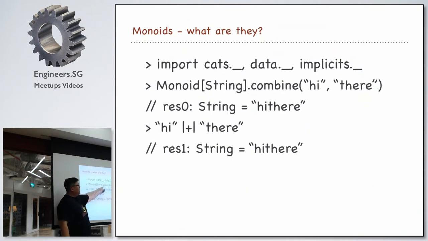Now, how this thing works in cats is that it actually lifts the implicit value that implements the monoid for string. This expression here, and then it knows how to combine a string. So as simple as that. So when you say a monoid of a string dot empty, it's basically the empty string, because that's what it is. So this is a sugar syntax.